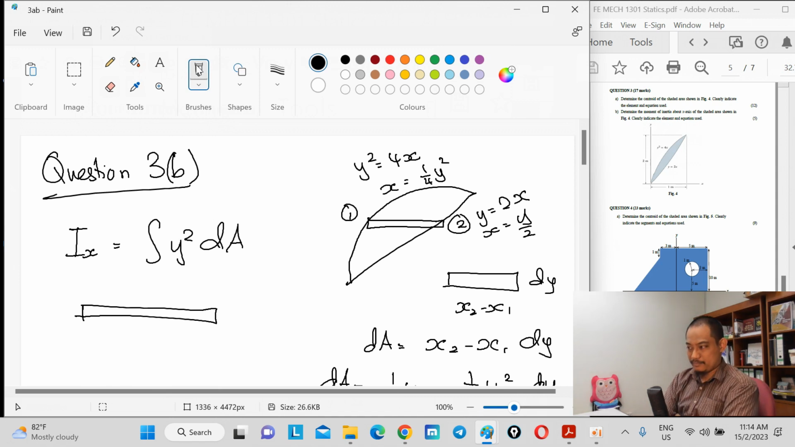9:30, right? Oh, so maybe we have time. Let's try. What if we use vertical element? But if you want to use vertical element, you have to understand parallel axis theorem, right?